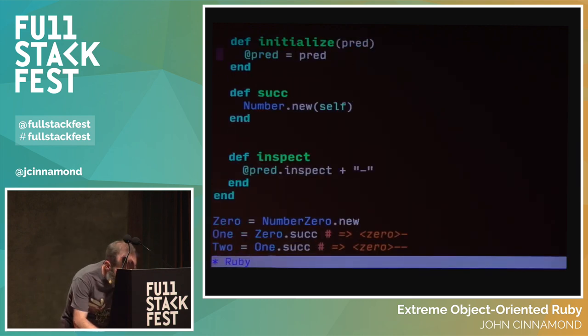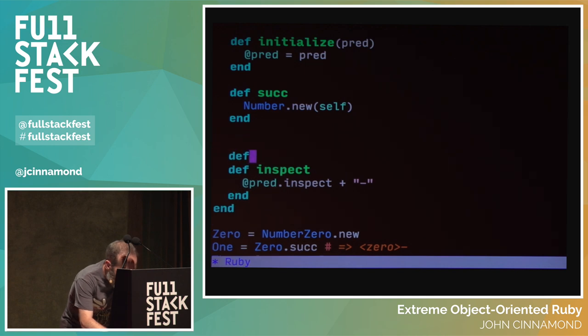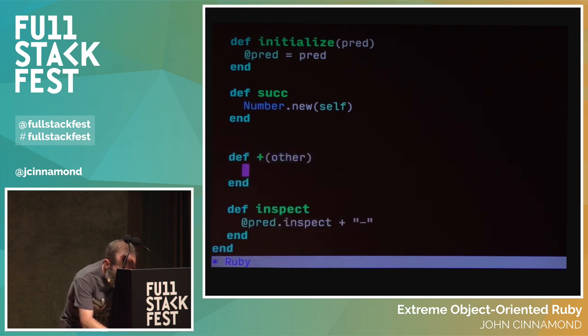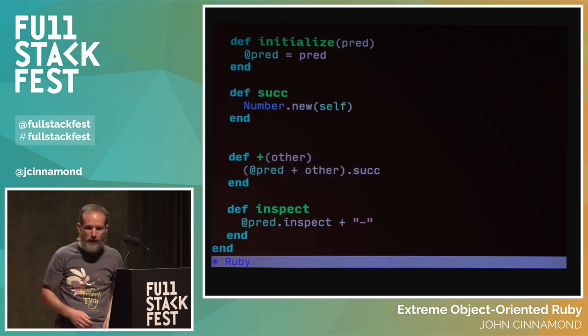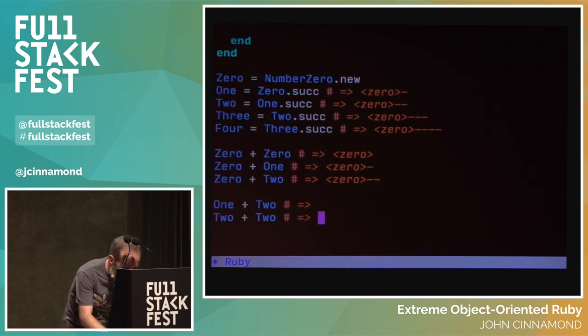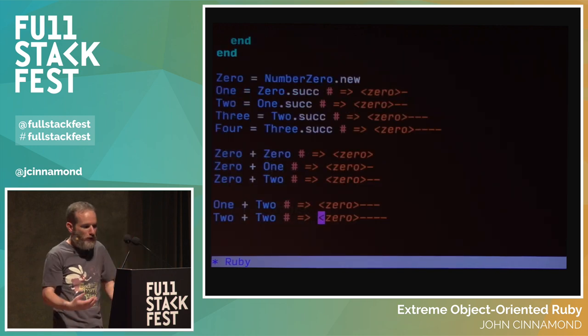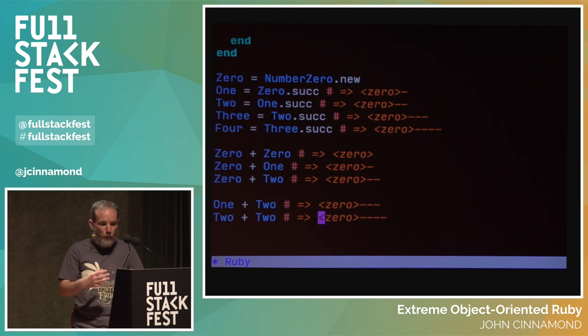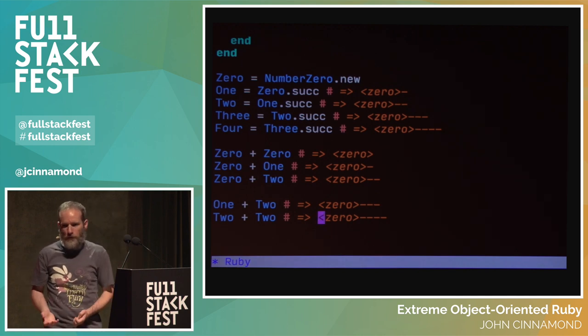We go down to our number class down here. I can add a new method called plus, takes another number, and all we need to do is add it onto our predecessor. Oops. And then call the successor on the answer. Okay, if we go down, run the code, see it in action, you can see that this works. So we can now add 1 onto 2, and we can add 2 onto 2.